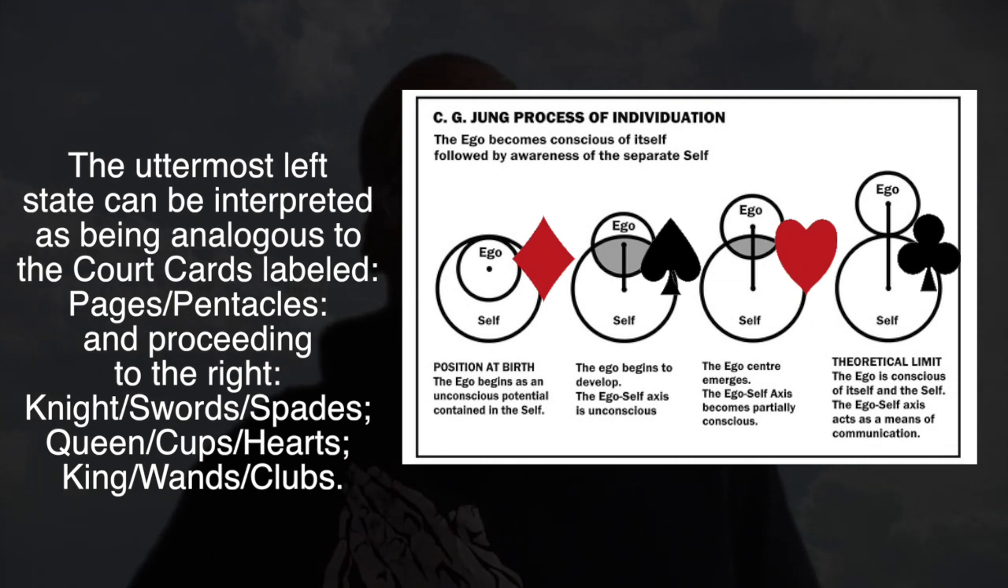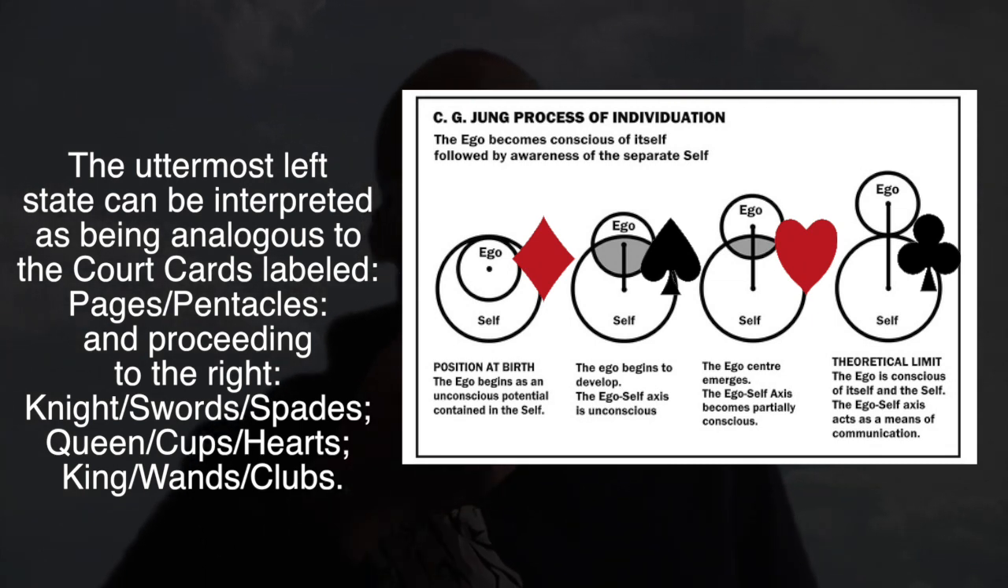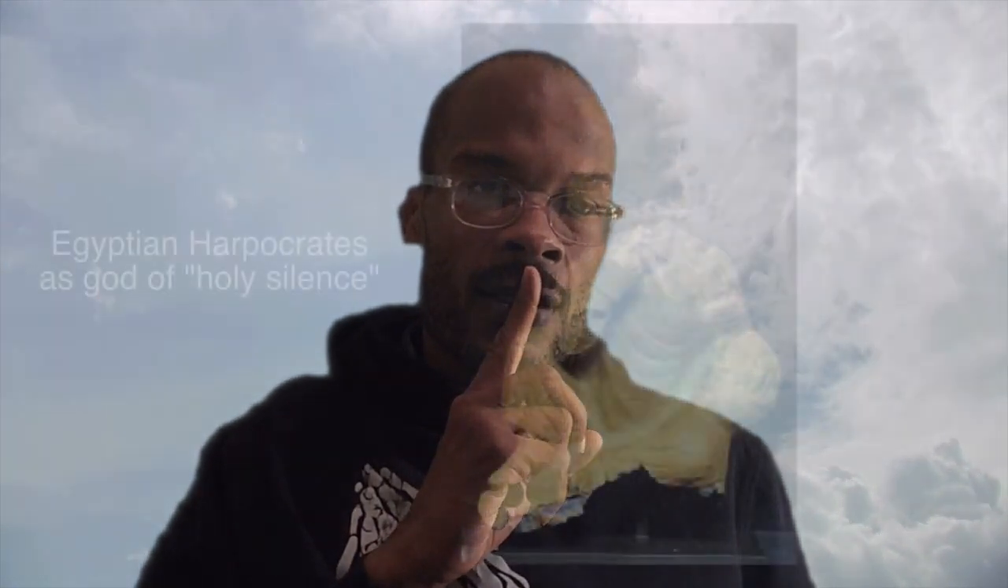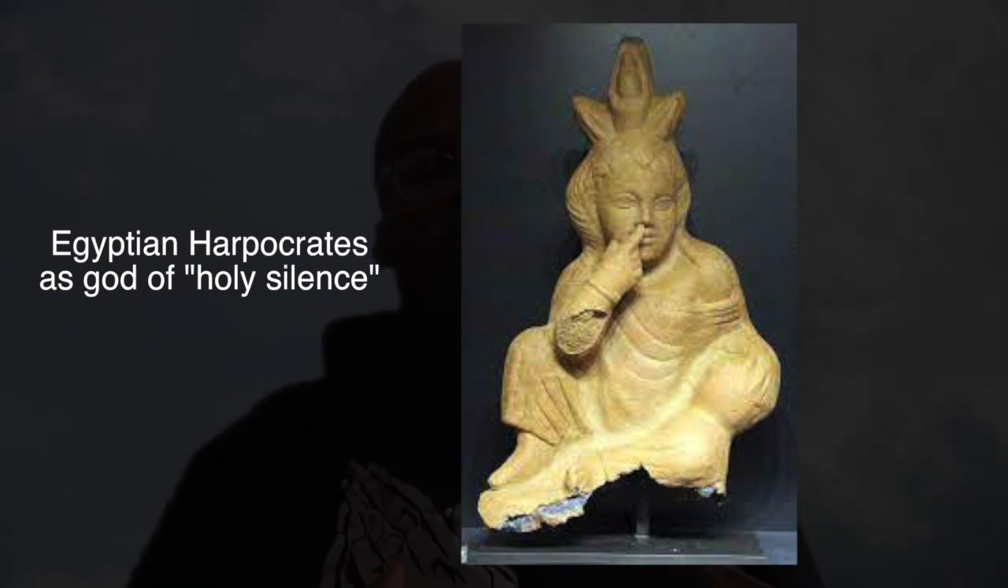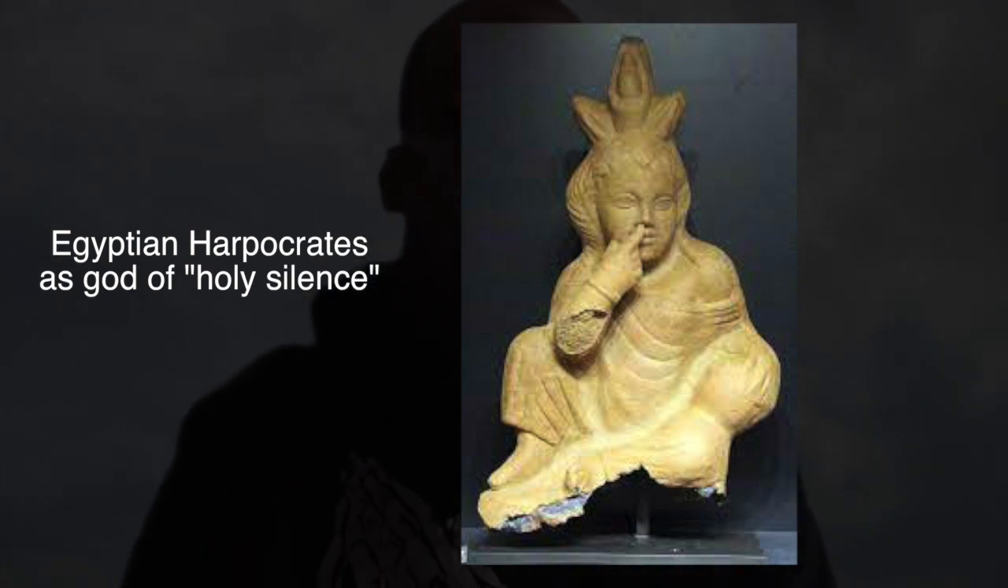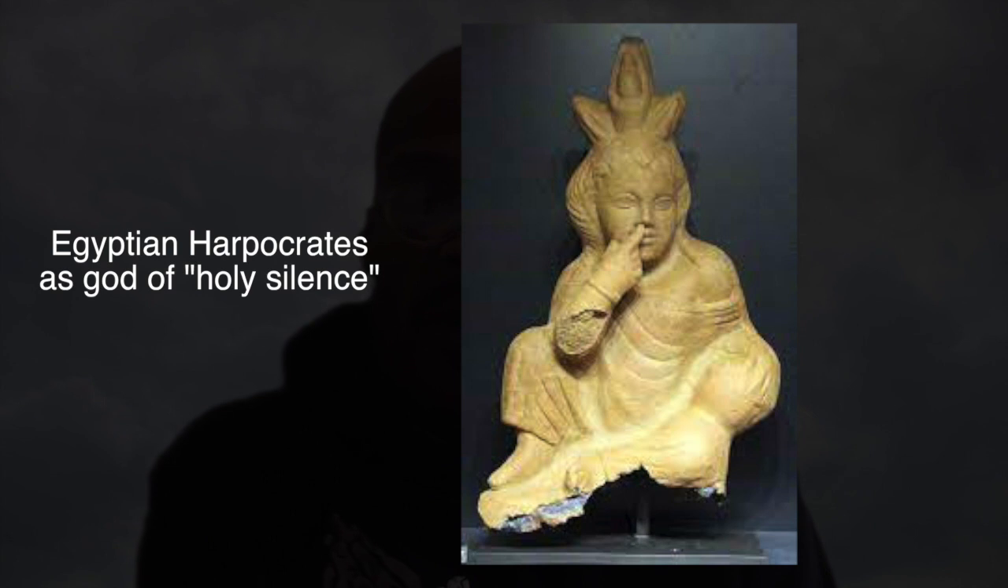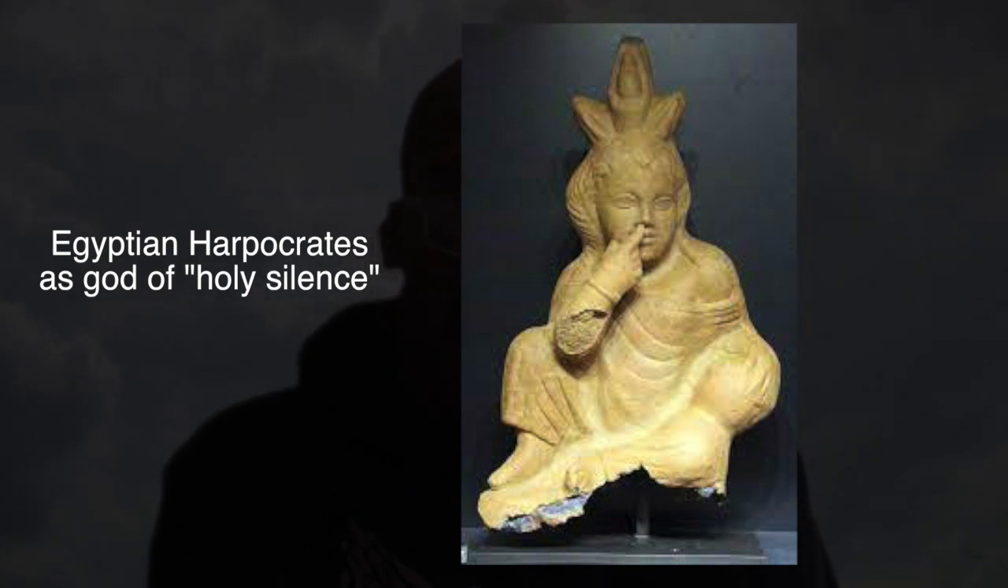Harpocrates, as identified with Kether or God, or the self, if you will, is shown as a child doing this, holding the secrecy. It's a symbol of holy silence, which shows reverence. Reverence for the secret. So, anyways, the following diagrams are entered in order to show the relation of the ego self axis to the court cards of the tarot. On the ego self axis, Edward Edinger has summarized Jung's formulation as follows.